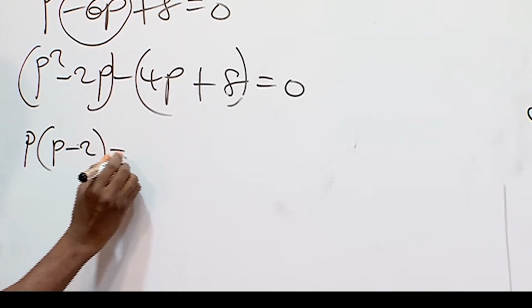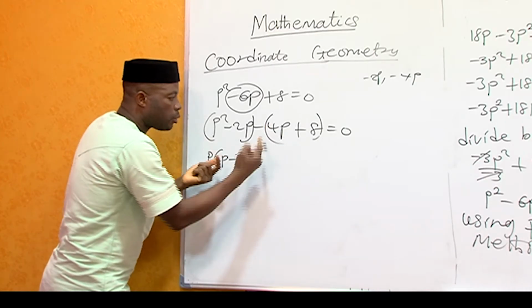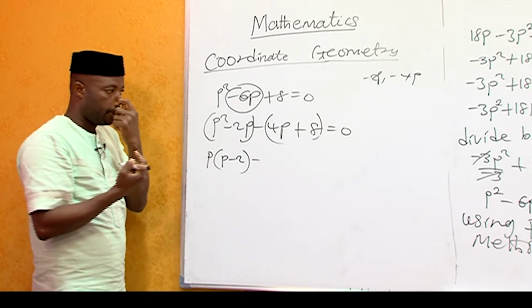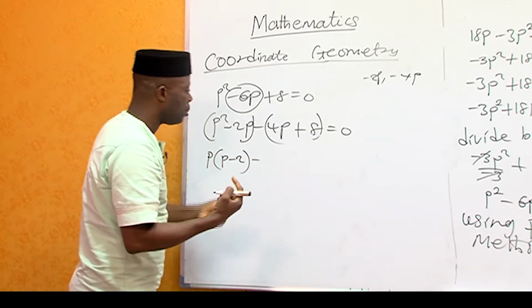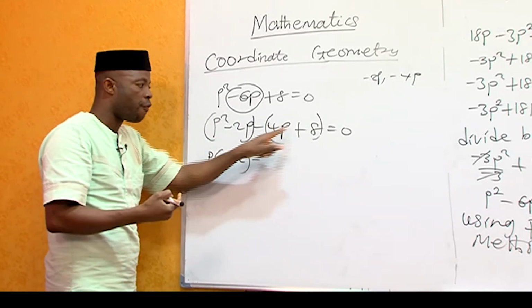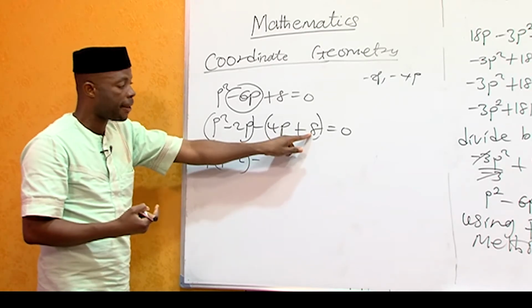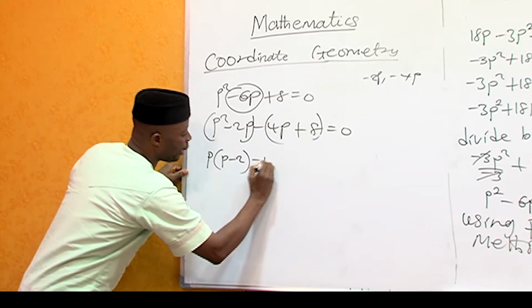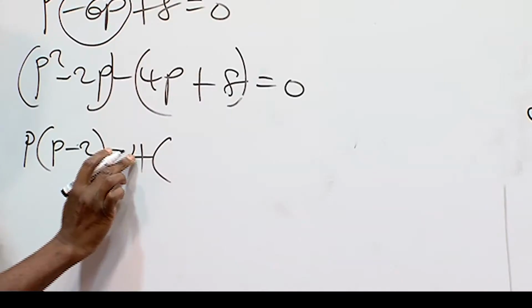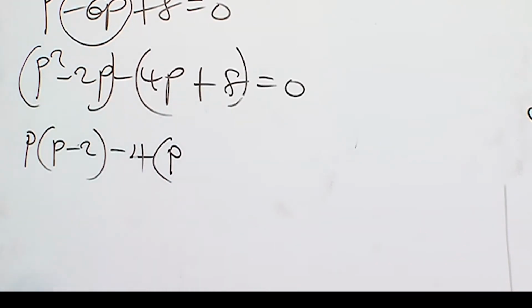Then bring down the minus here. What is the common factor of 4 and 8? That is the common factor. It is 4, because 4 can divide 4 and 4 can divide 8. Now, taking 4 out, 4 divided by 4, you have P.